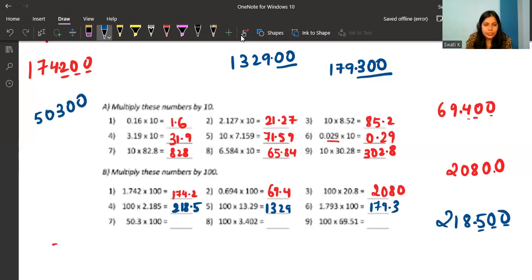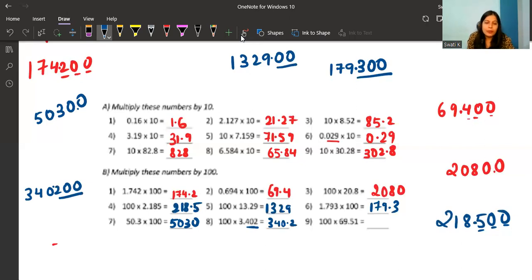50300, which is, of course, after the decimal 1 digit. So it is 5030 only. So 5030. Next, 100 into 3.402. So it is 340200. Then 3 digits after the decimal. So 3 digits after the decimal, which is 340.2.